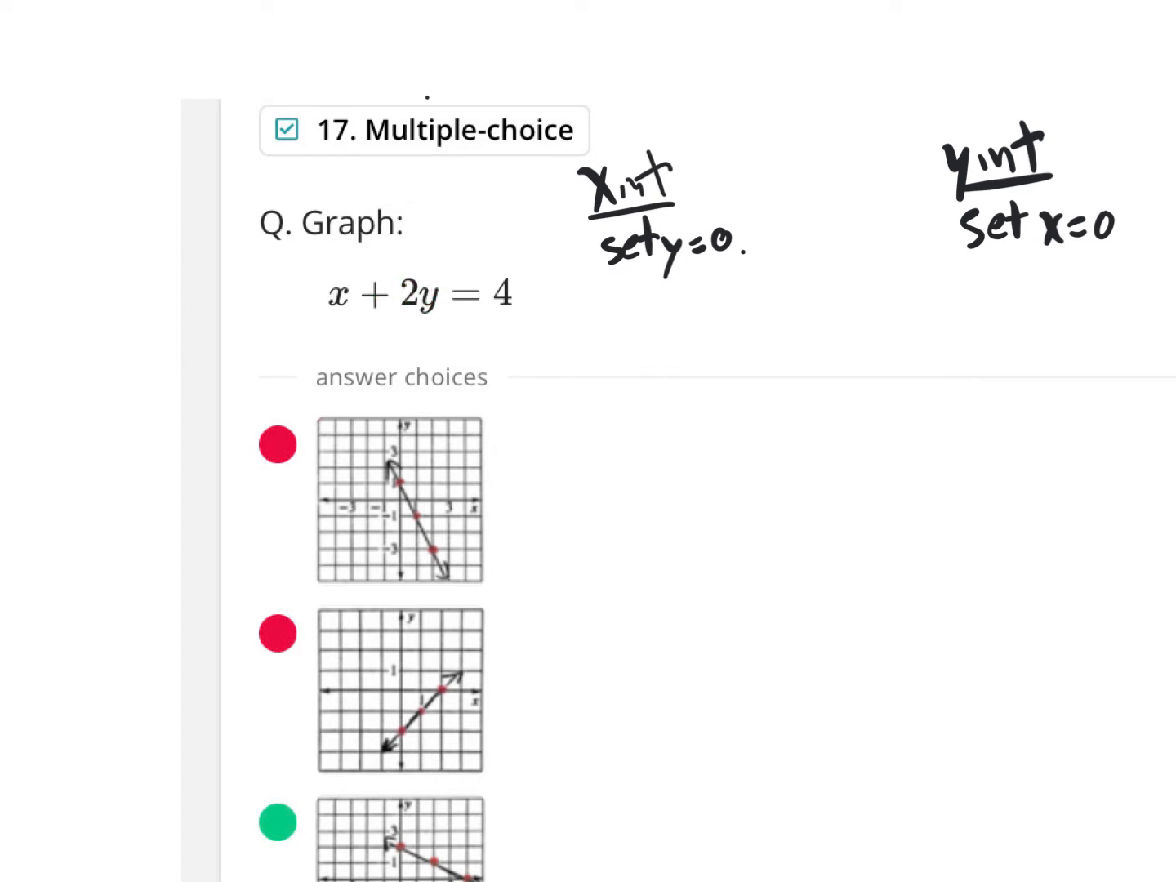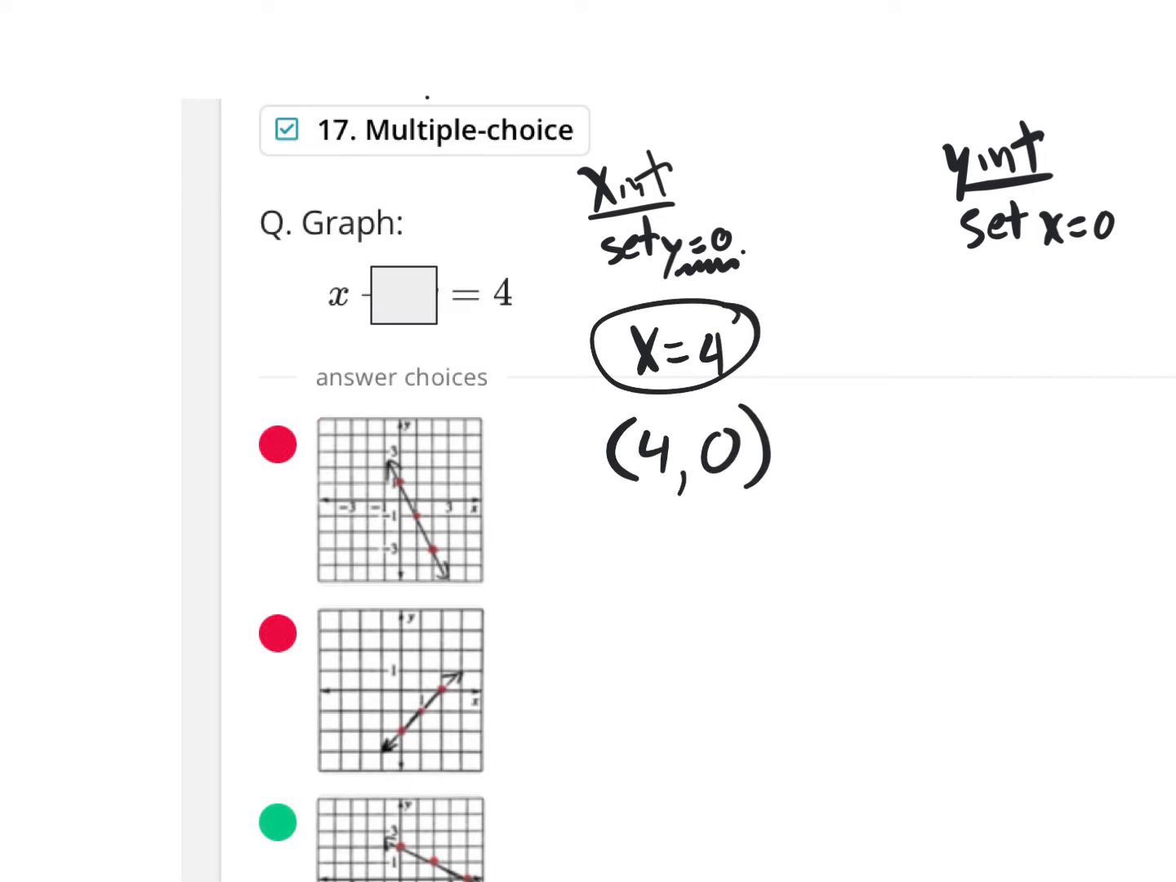Setting y equal to 0 is kind of like just covering up the y value. And what do we have left? We have x equals 4. So you just write that, x equals 4, and that is your x-intercept value. Now, if you actually wanted the coordinate, the location, well, your x value is 4, and your y value, we set y equal to 0, so y is 0.